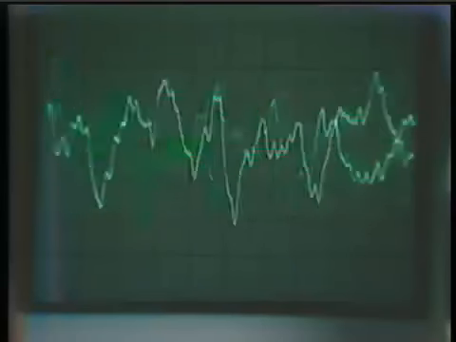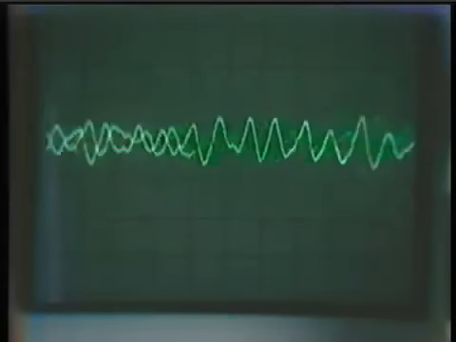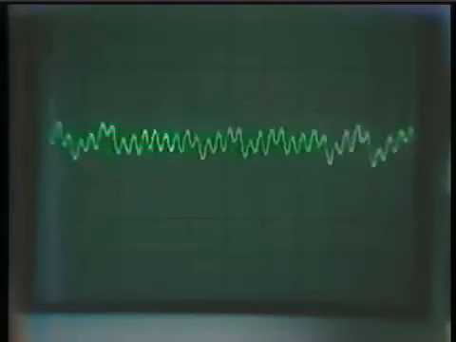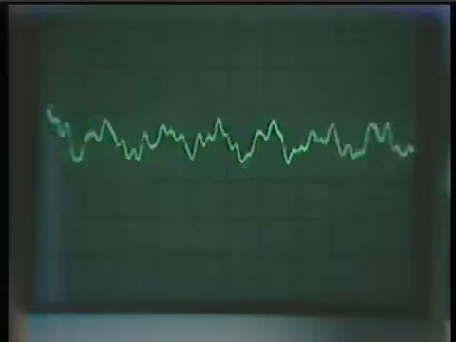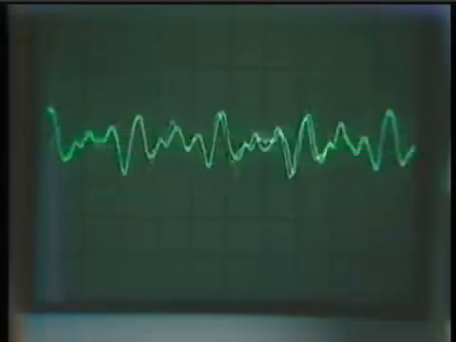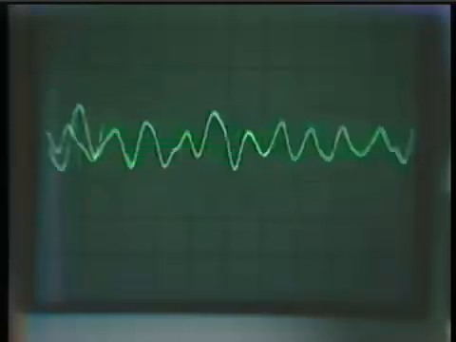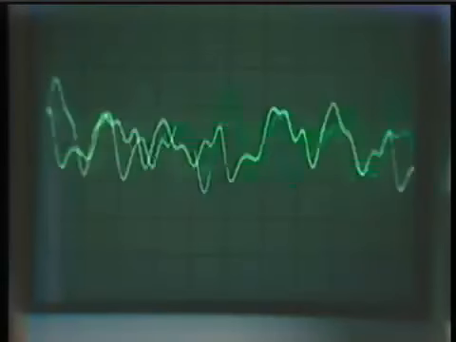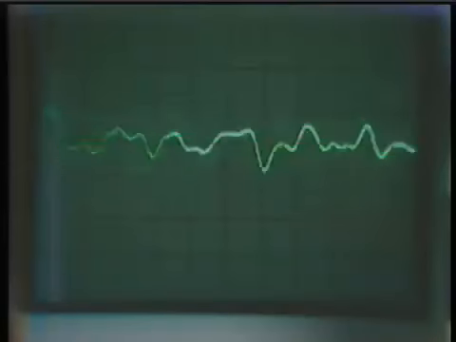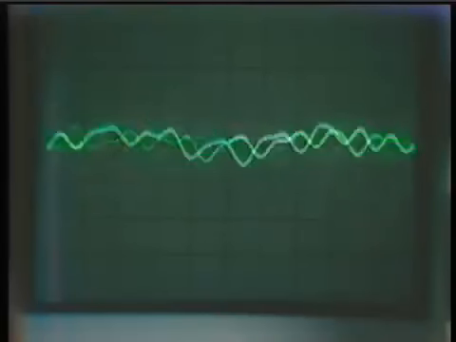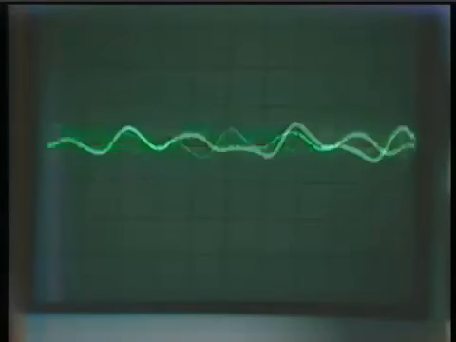Now let's reduce that to a 20 kilohertz sampling frequency or a 2 kilohertz filter. Then a 10 kilohertz sampling frequency. And finally, a 5 kilohertz sampling frequency corresponding to a 500 cycle equivalent analog filter.